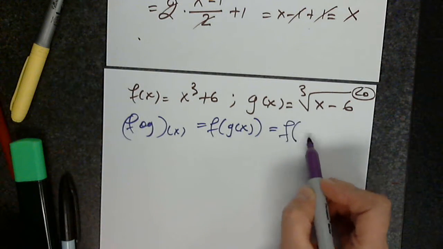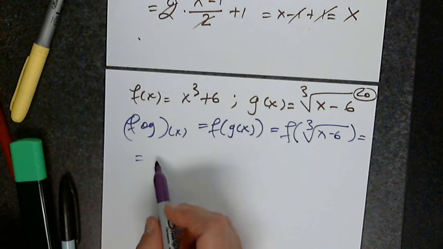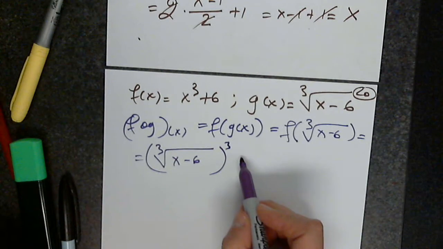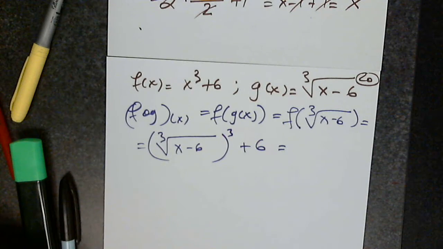So this will be f of the cube root of x minus 6. So this will be the cube root of x minus 6 cubed plus 6. How much is the cube root of x minus 6 cubed?